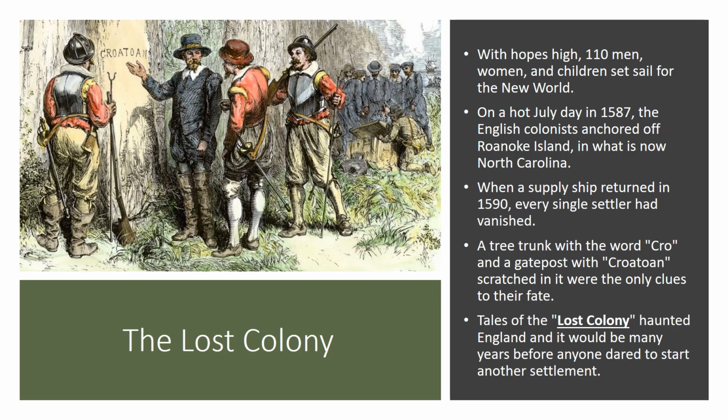The Lost Colony. With hopes high, 110 men, women, and children set sail for the New World. On a hot July day in 1587, the English colonists anchored off Roanoke Island, in what is now North Carolina. When a supply ship returned in 1590, every single settler had vanished. A tree trunk with the word Crow and a gatepost with Croatoan scratched in it were the only clues to their fate. Tales of the lost colony haunted England, and it would be many years before anyone dared to start another settlement.